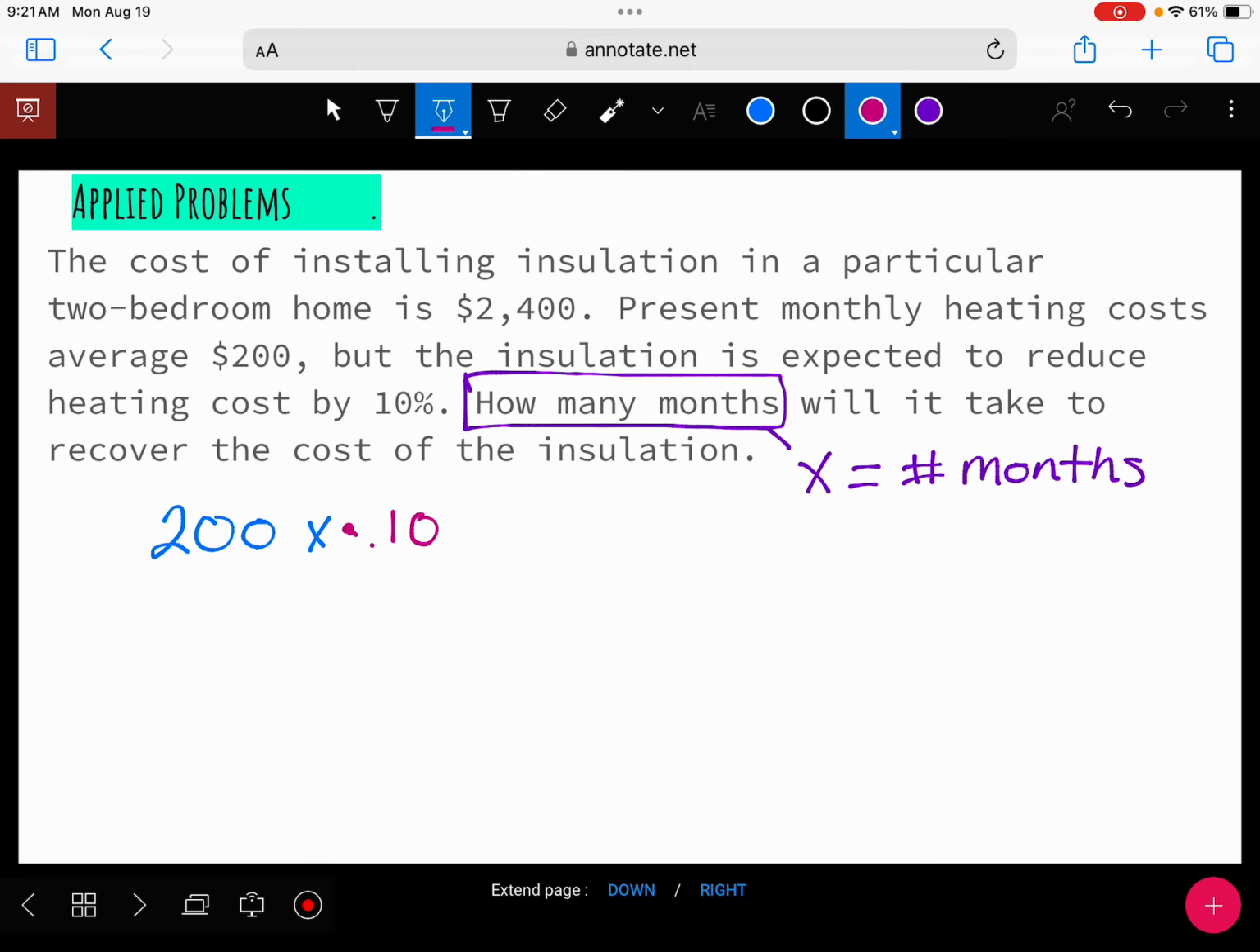So the amount we save, we want to know when that reaches what total? Our 2,400. We want to know when the amount we save, that 10% of our $200, is the amount that we paid for our installation. So we're taking our normal cost and how much we're saving, and we want to know when that reaches the total. So we already said our 10% of 200, we're saving $20 a month. We want to know when that equals our $2,400 that we spent.